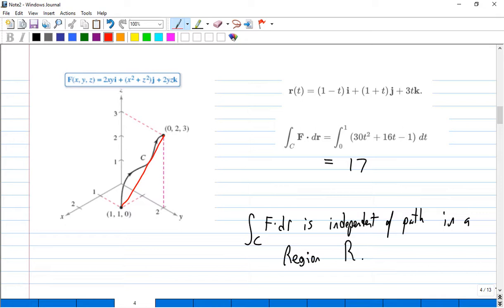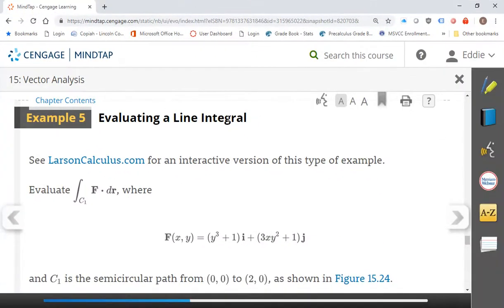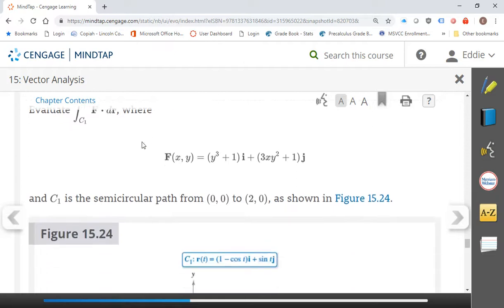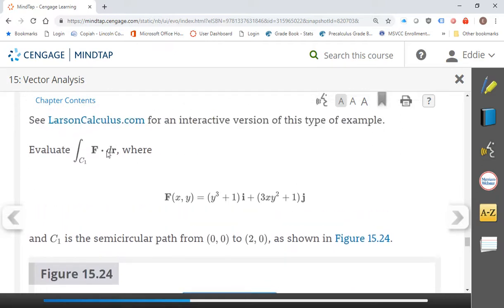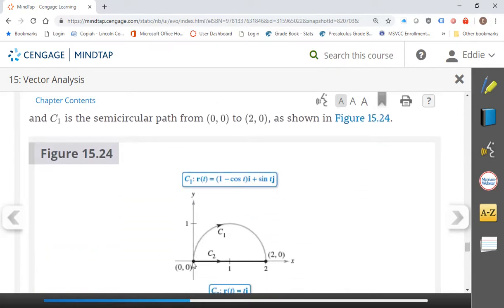So here's one like that. I'm not going to make you work through another one right now, but I want to show you one. Let's just look through it real quick. All right, evaluating a line integral. Evaluate this line integral for this force field, and it says C sub 1 is the semicircular path from 0, 0 to 2, 0. So you see that? The semicircular path.